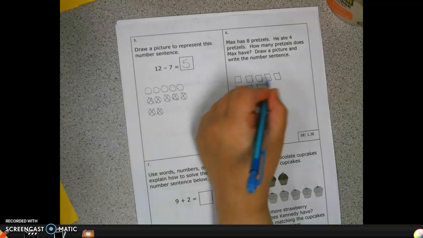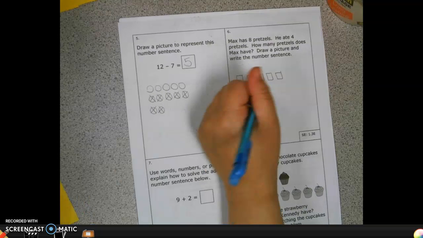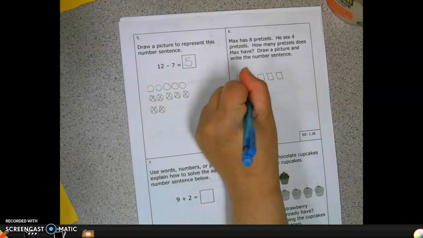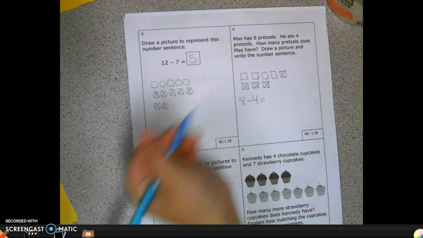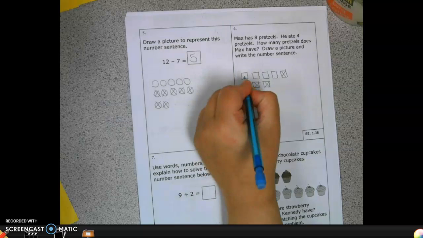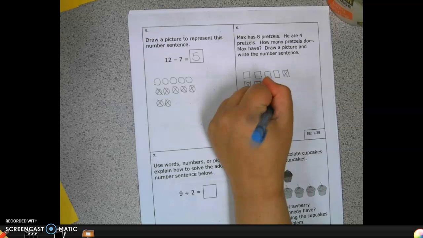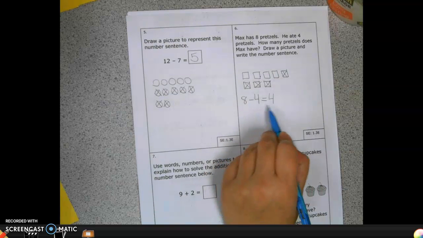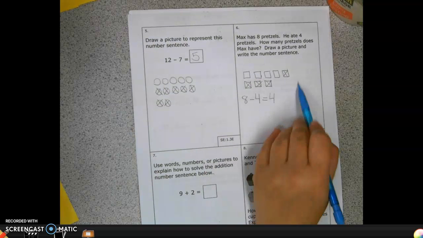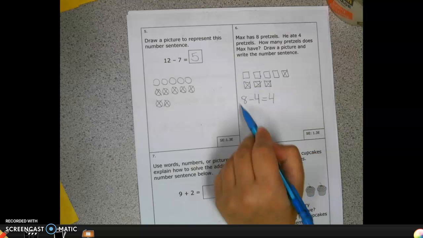So I'm going to say he has his 8 pretzels. Now he ate 4, so I'm going to cross them out. 1, 2, 3, 4. So I see that he has 1, 2, 3, 4 pretzels left. So I know 8 minus 4 equals 4. This is my picture. This is my number sentence.